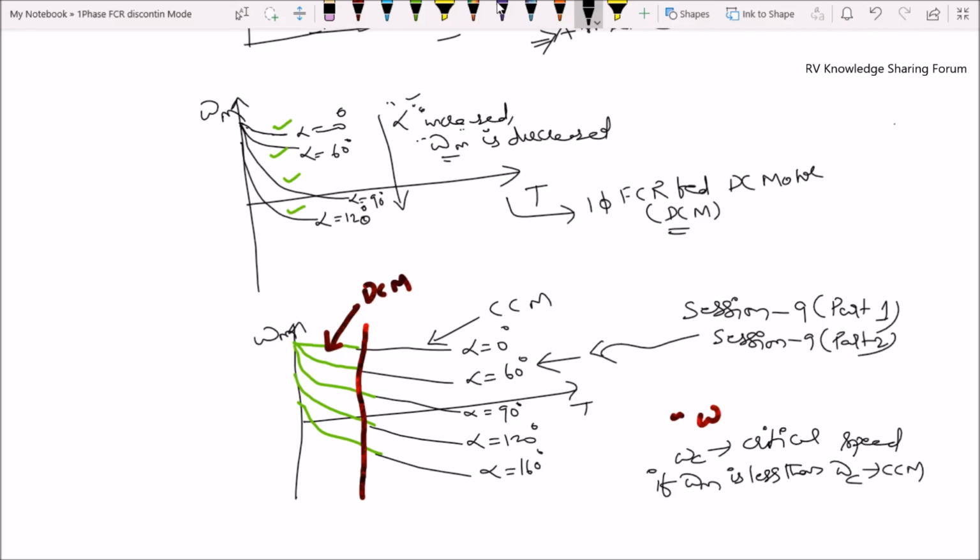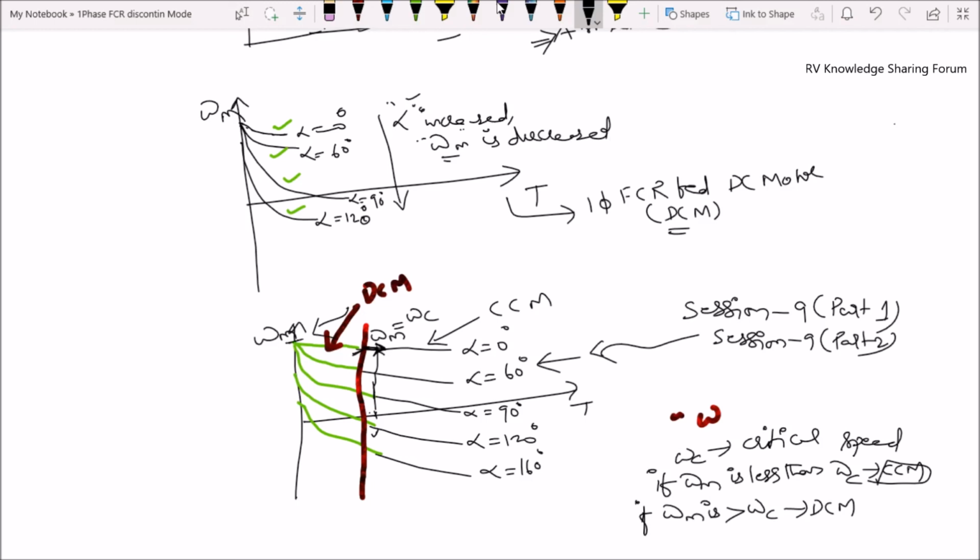See here, at this point the motor speed and the critical speed are equal. Now here the speed is getting lesser, see in the vertical axis. When the speed of the motor gets less than the critical speed, the mode is continuous conduction mode. If the speed is greater than the critical speed, then it is discontinuous conduction mode, in this area.